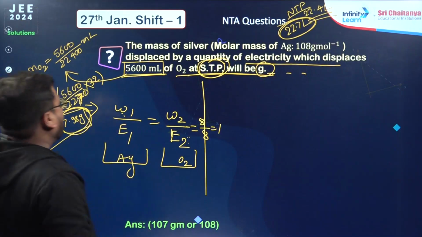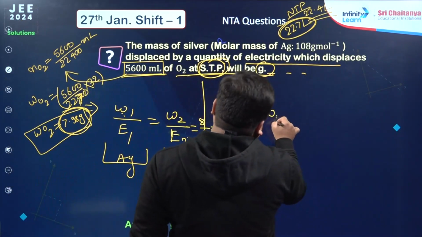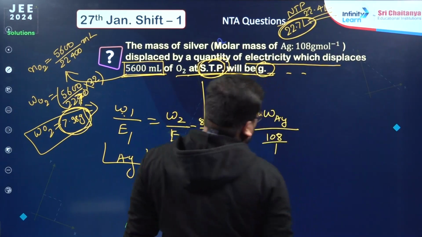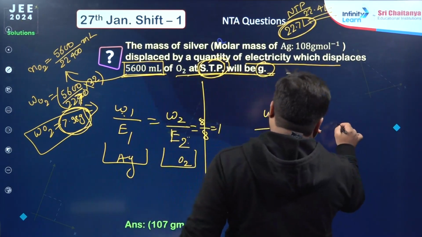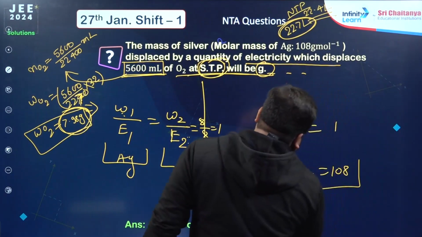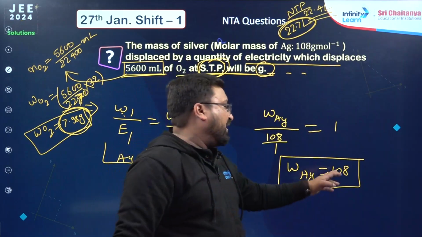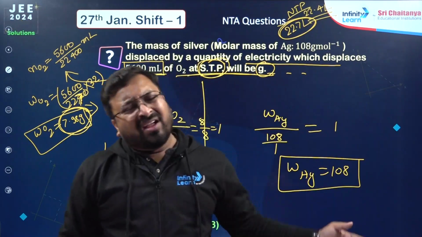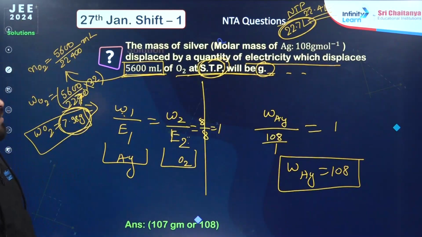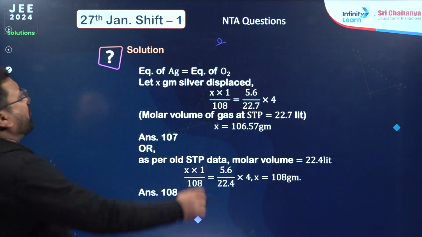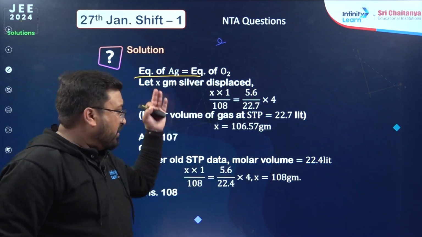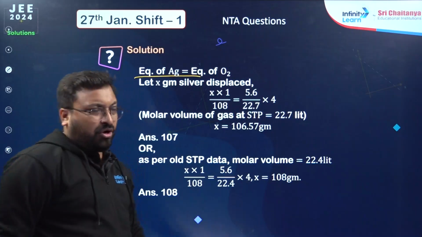So you have to calculate the weight of silver. Equivalent weight of silver will be 108 and its n factor is 1. So weight of Ag is directly 108. There might be a possibility that if you take the exact value of 22.7 liter, this value comes a little bit smaller. You can calculate in very different manners. Equivalent of Ag equal to equivalent of O2. But the answer will be this. I think you got the value.